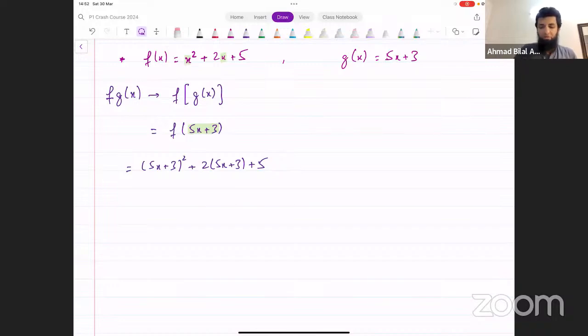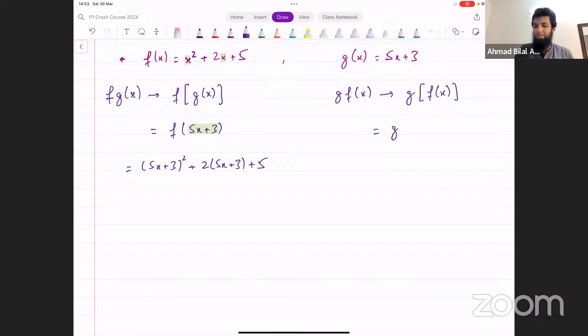Now, similarly, we could evaluate gf of x as well. How would gf of x look like? Gf of x would look something like this. If we have gf of x, again, we could introduce another bracket between these functions like this. We could say it's g of f of x. So inside the function g, we have to input f. All right.